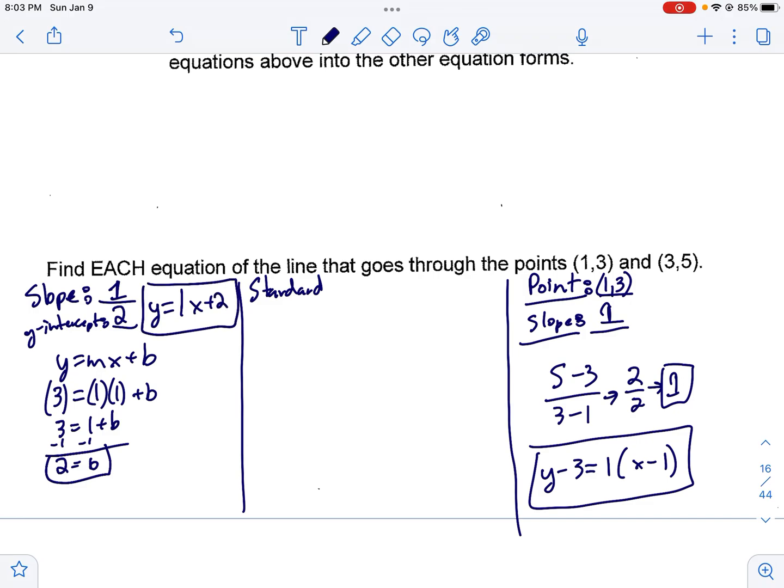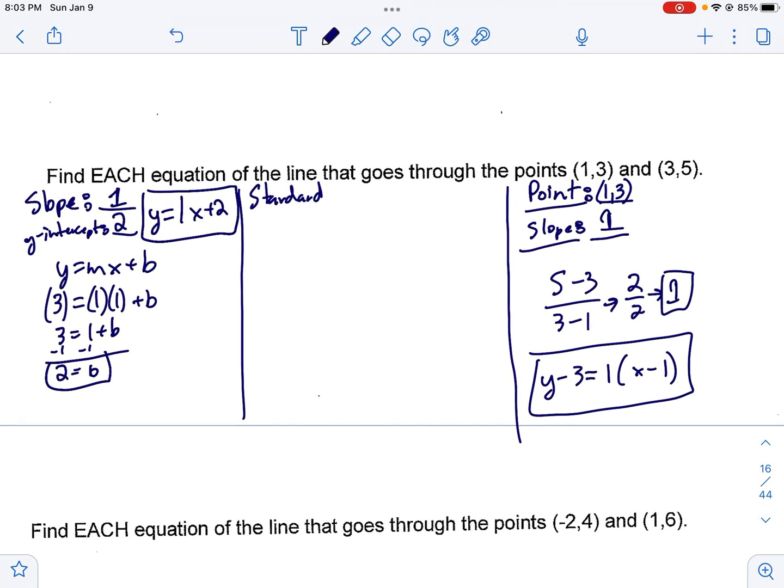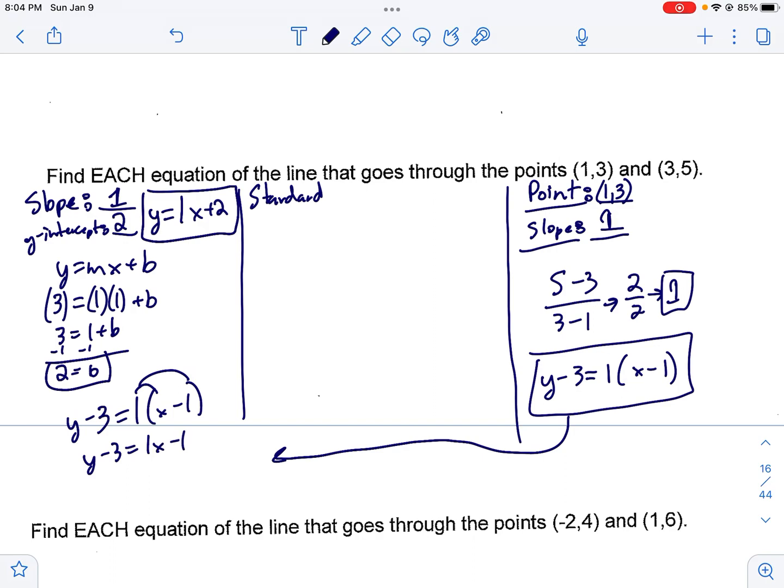There is an alternate way to get from point slope to slope-intercept form, and I'm going to show that right here, which is simplifying our point-slope form. y minus 3 equals 1 times x minus 1 can be distributed to be y minus 3 equals 1x minus 1. If we add 3 on both sides, we'll end up with y equals 1x plus 2, which ends up being the same thing that we solved before.